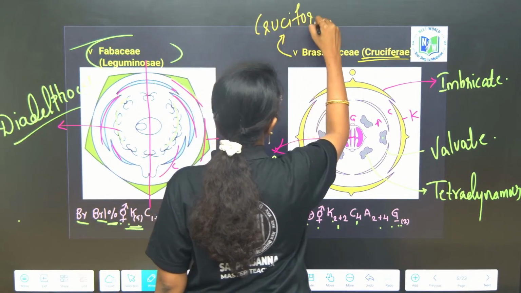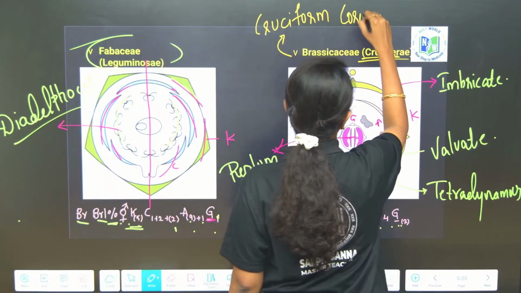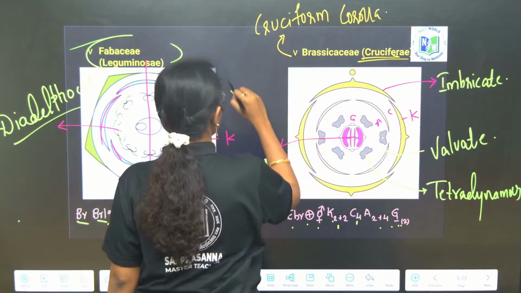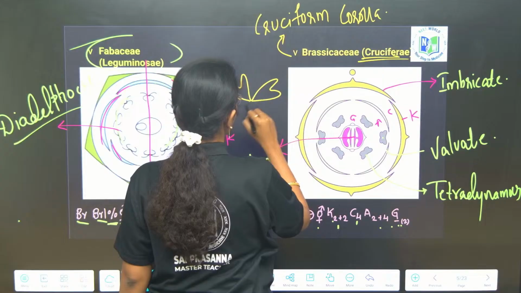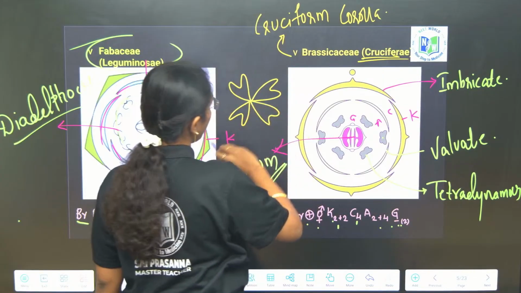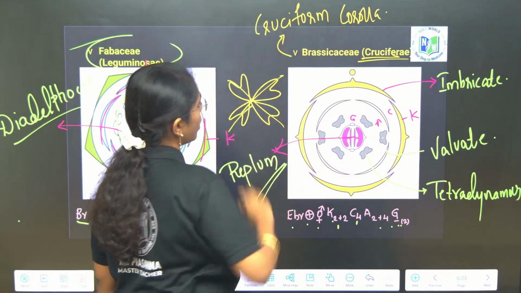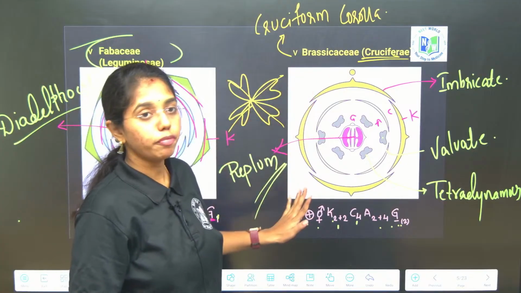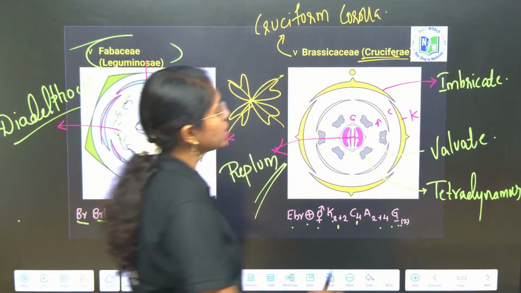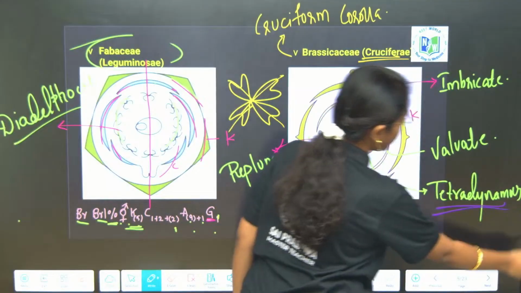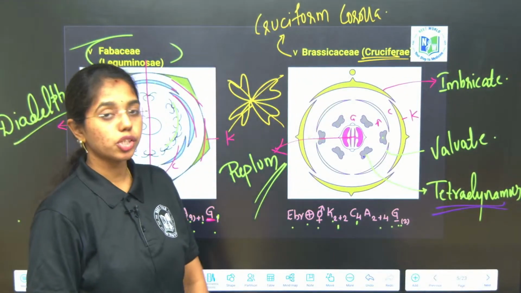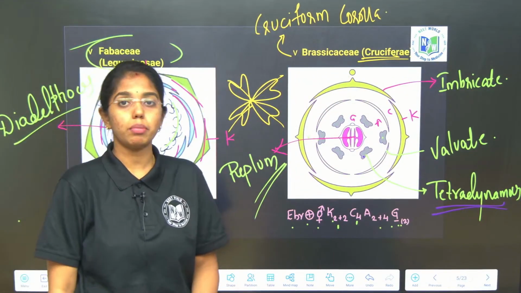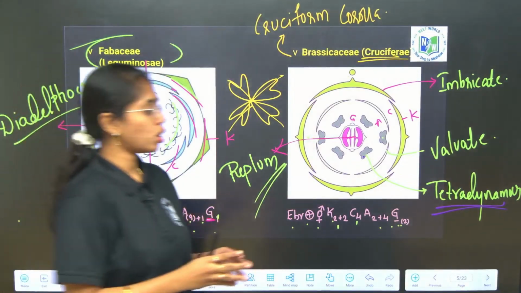Cruciform corolla, which is present like this, in X shape. This is the characteristic feature of Brassicaceae members. Second is about the androecium, that is the tetradynamous condition. In a few of the flowers of Brassicaceae members, the didynamous condition is also observed.